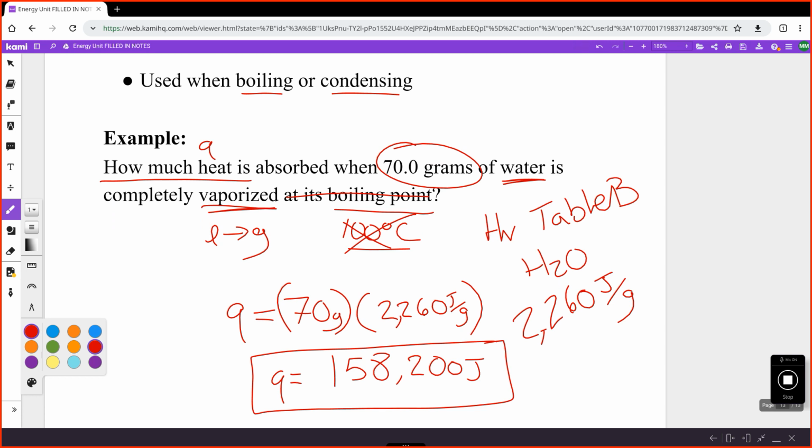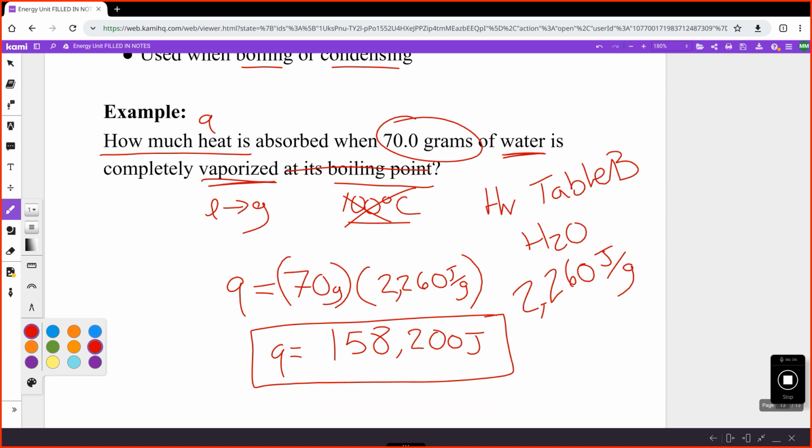Those two formulas are the two formulas to use during a phase change. The hardest part of these three heat formulas, Q equals MC delta T, Q equals MHF, Q equals MHV, is figuring out which one to use. And that's honestly not that difficult, but that should be the most difficult part of these questions. So I wish you luck.